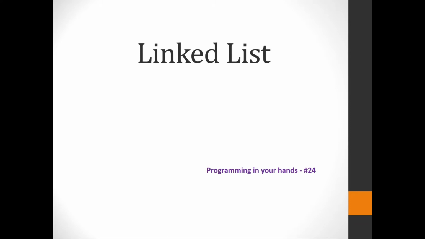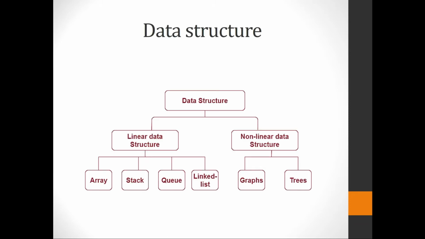We are going to see about linked list. This linked list comes under a category which we call data structure. Data structures are categorized into two parts: one is linear data structure, the other is non-linear data structure. The linear data structures are categorized into four types: array, stack, queue, and linked list. Under non-linear data structure, you have graph and trees. So now our task for this day is linked list.